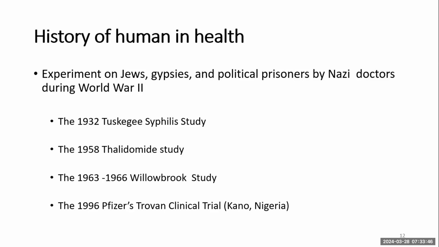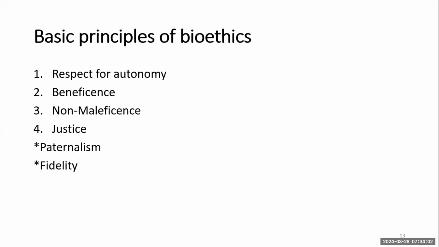So these are specific examples. The 1932 Tuskegee syphilis study, the 1958 thalidomide study, the 1963 to 66 Willowbrook study, and in 1996 Pfizer's Trovan clinical trial in Kano. So these are basically the principles of ethics that have been mentioned: respect for autonomy, beneficence, non-maleficence, and justice. And like we said, some of them have some sub-branches, like beneficence.